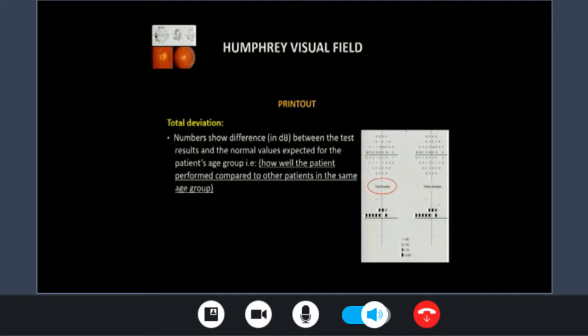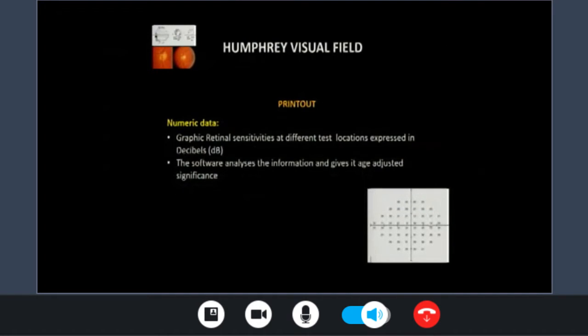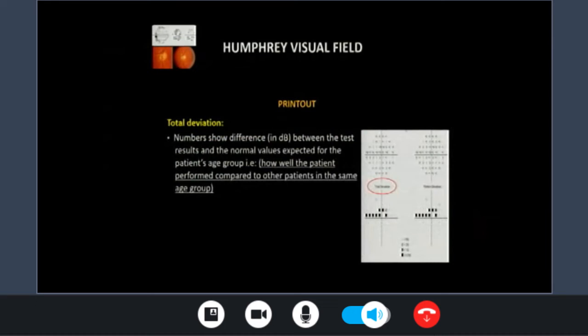And we have then an important part in the printout, which is called the total deviation. Now, what do we mean by total deviation? It will tell us actually the threshold sensitivity. The machine will take this threshold sensitivity and it will compare it to the normative database. And it will give us a number, either being 0, it tells us that the patient is having no difference from his age-matched population, or it will be positive, so the patient is doing better than his age-matched population, or negative, so that the patient is doing worse than his age-matched peers population.